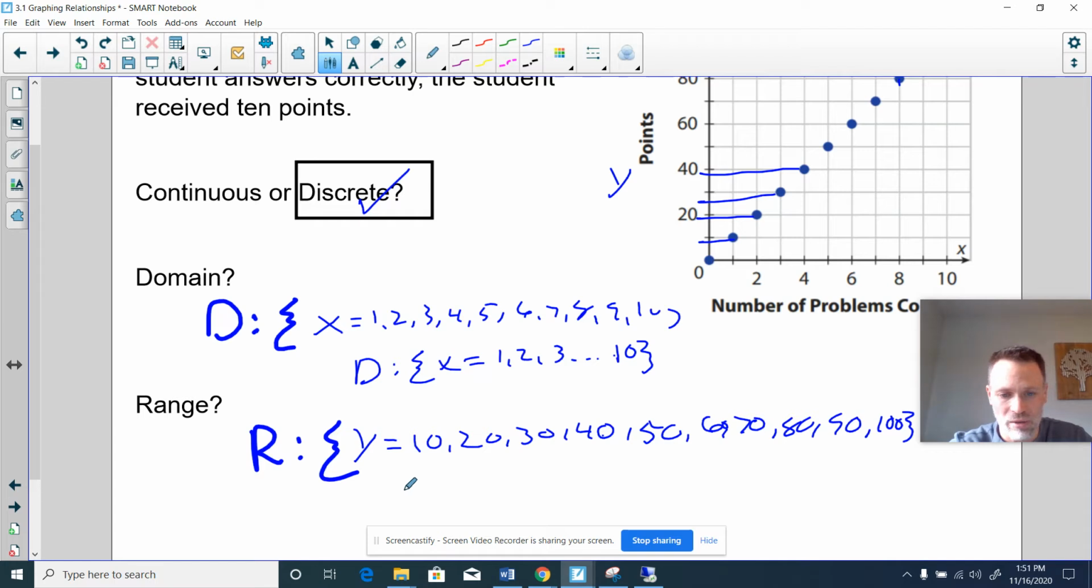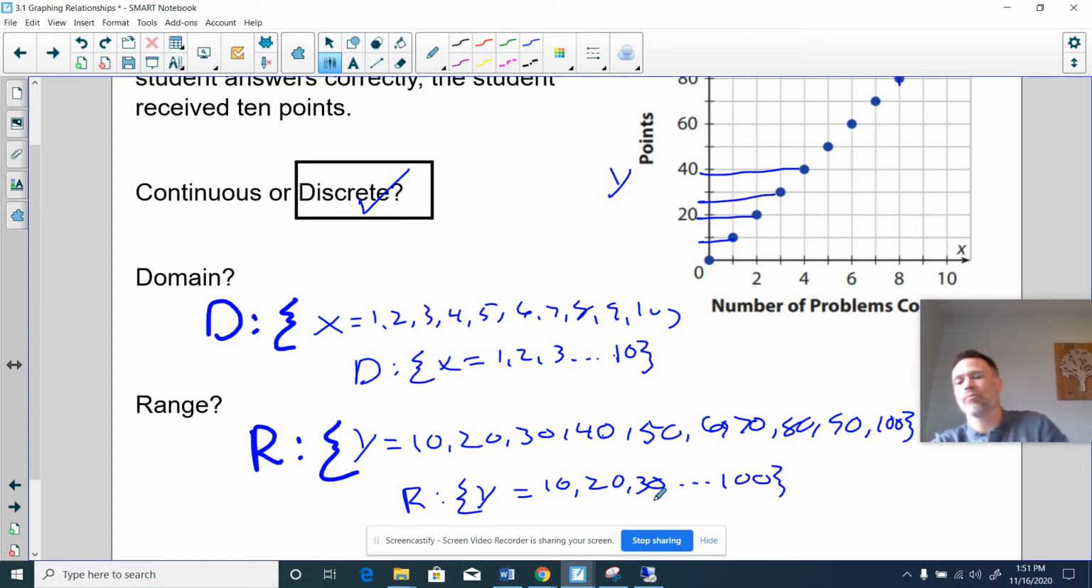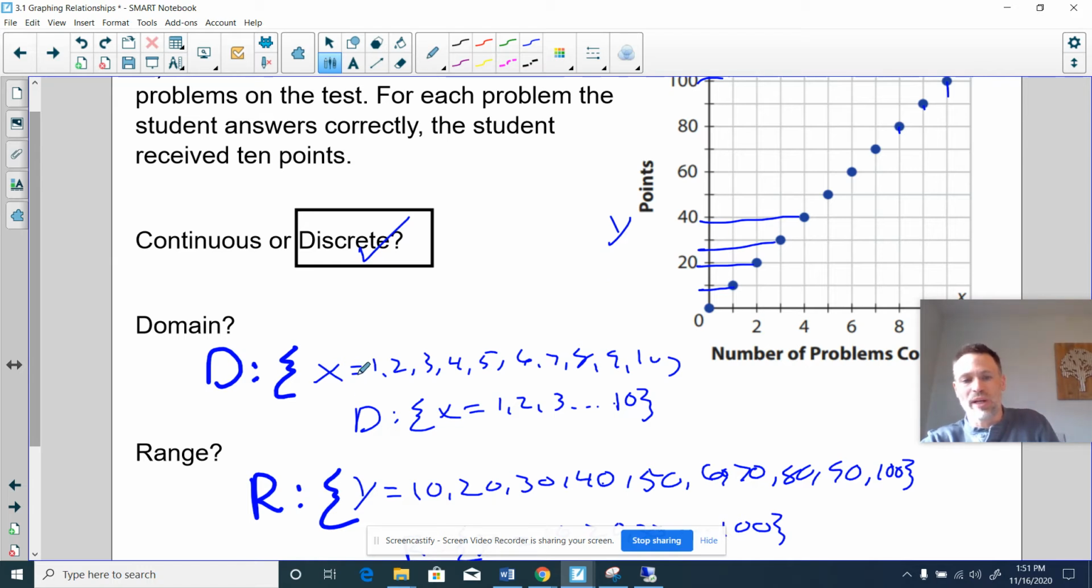Or I can write the shorthand version and say, all right, my range is equal to y, and all the values that can be y are 10, 20, 30, and then dot, dot, dot, establish the pattern. And where does that pattern end? It ends at 100. That is a way that you could also write that in shorthand. Okay, so again, this graph was discrete because it had unconnected points. When we write discrete domain and range, we physically have to write out all the values unless there is a pattern, and then we can take advantage of that pattern and do it in a shortcut way.